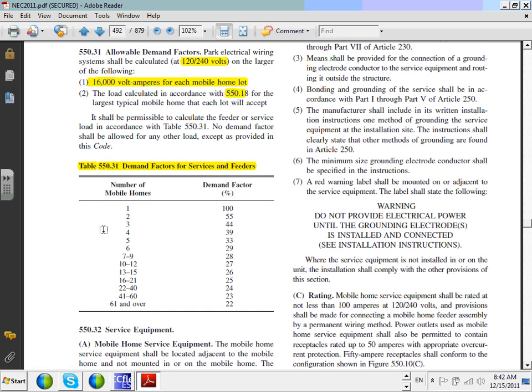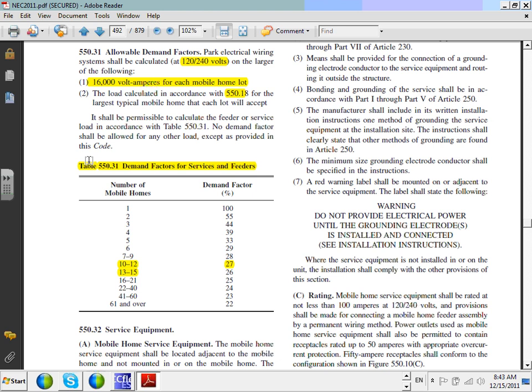For example, Nick, my friend, suppose I have a lot that can handle up to 12, right? A 12-lot park. Because it's highly unlikely that they're all going to be up at the same time, my demand factor for them would be what? 27? Everybody can see how... Okay, so if I have up to 10 to 12, the demand factor is 27. You're going to see how easy that is when you apply the rule. Any question, guys, about this?